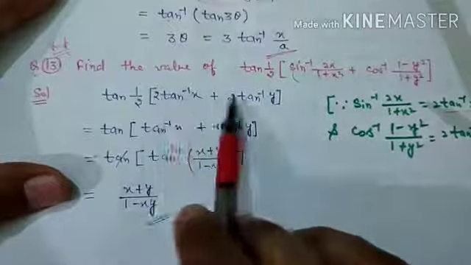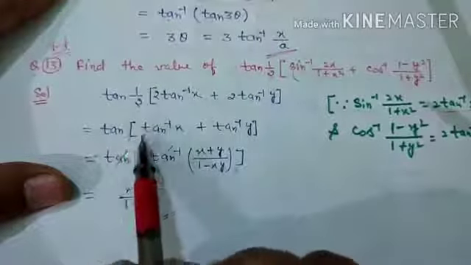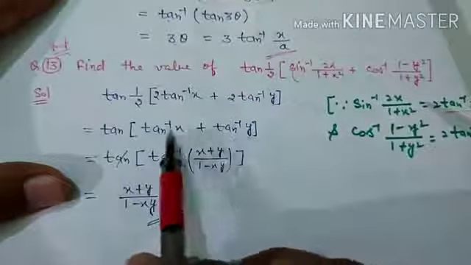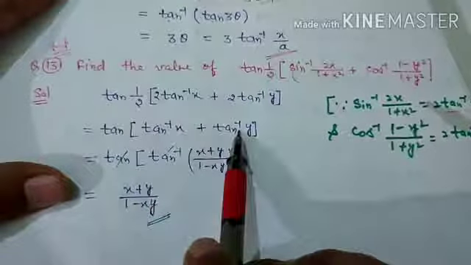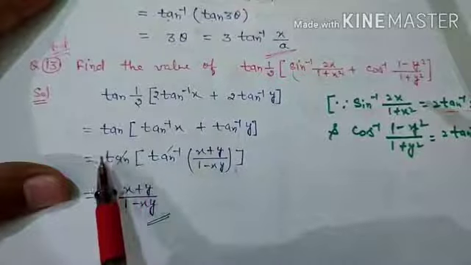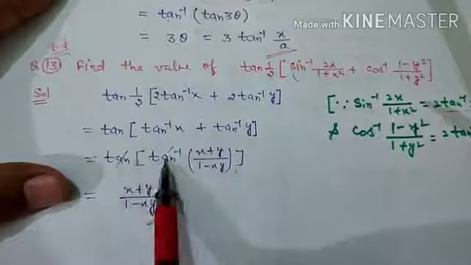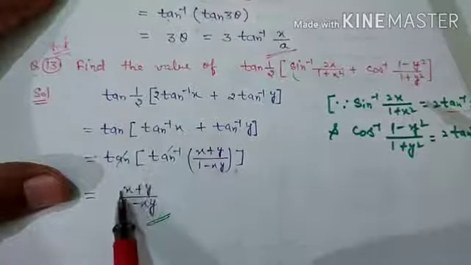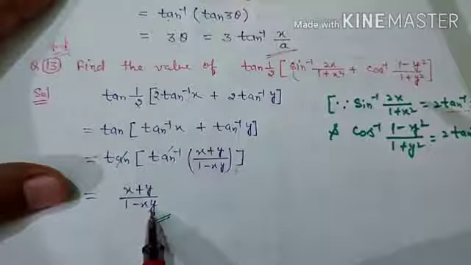Just take 2 common, we'll be getting tan inverse x plus tan inverse y only. So tan inverse x plus tan inverse y, we know the formula: tan inverse of x plus y upon 1 minus xy. Now tan is already there and we have tan inverse, so it will be cancelled out. We'll be having only x plus y upon 1 minus xy.